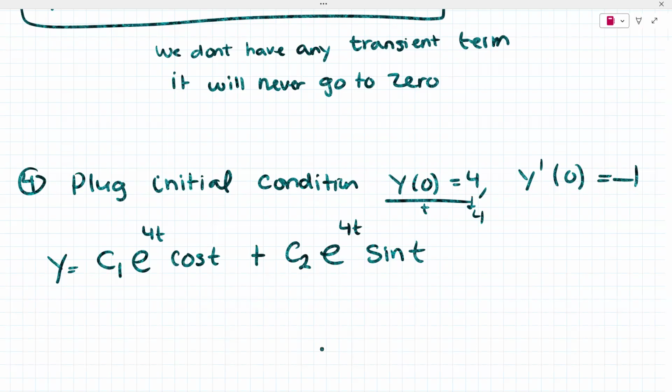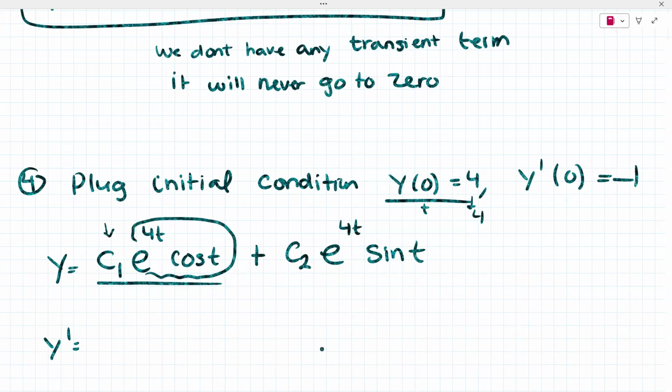What should we do? I think we should find y prime. So let's find y prime. How do you take the derivative of this? We have C1 times e raised to the 4t times cosine t. Now, e to the 4t is not a constant, right? So you have to apply the product rule for these two terms. C1 is a constant, so you can just factor that out.